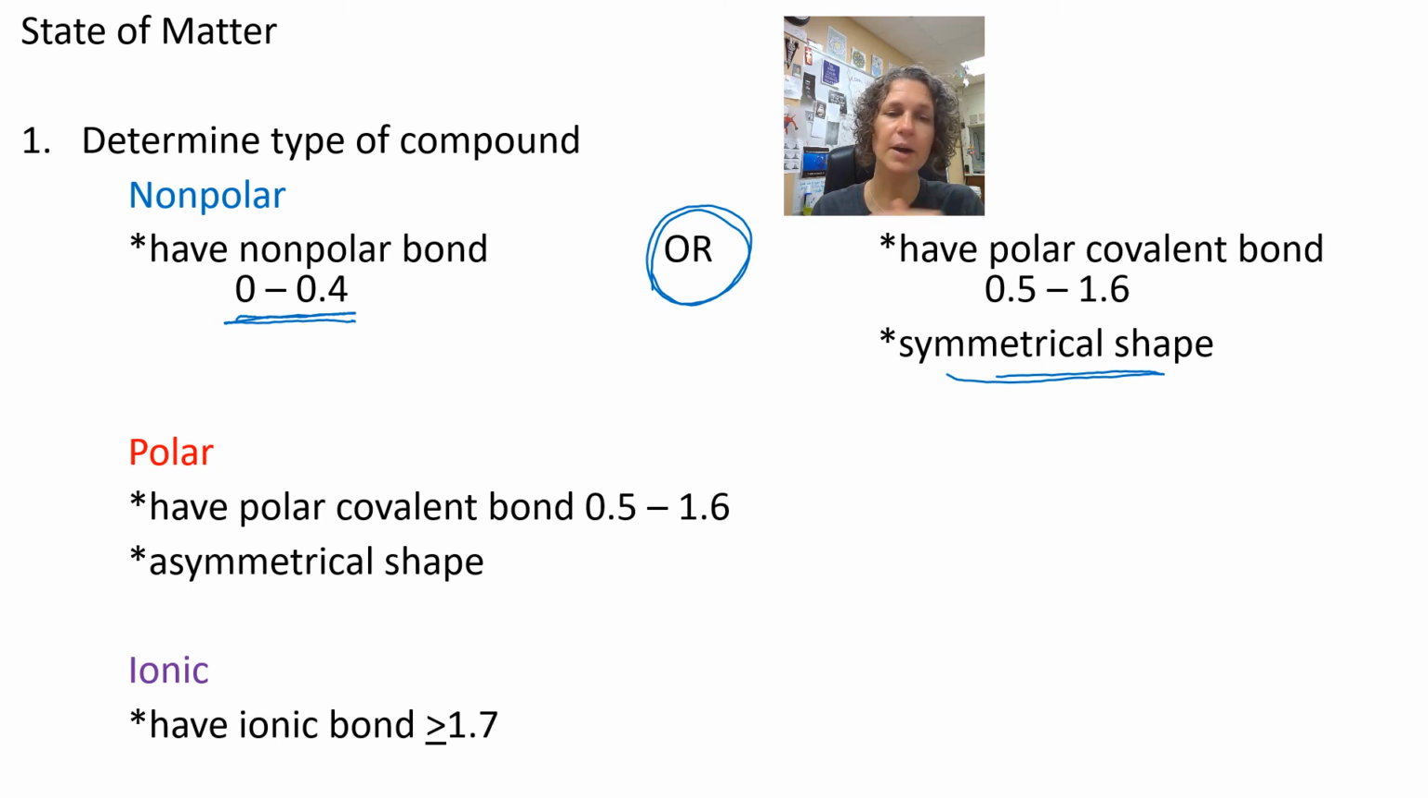Polar, we just talked about. Polar has the 0.5 to 1.6 electronegativity difference, so that type of bond, and then the asymmetrical shape. So that's the ones that we listed, the bottom three on that chart. So that's polar. Or ionic. To be ionic, you simply have to have an ionic bond. So again, you have this kind of criteria that you have to run through to make sure you know what you're working with.